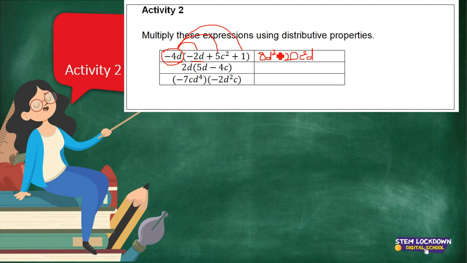And then the last one, positive 1 times negative 4d. Positive times negative will be negative. Answer will be negative 4d. So the first one was actually quite easy. Okay, 2 minutes to do. I have 2 minutes left to do this second one. Second one seems easy, but let's do it anyway.